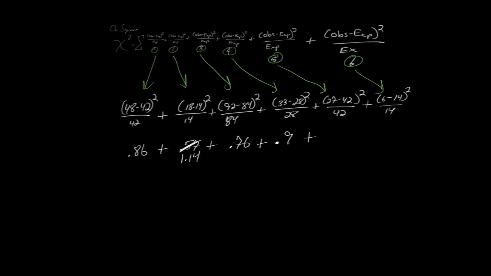The fifth one? 27 minus 42 squared divided by 42. What is it? 5.36. And the last one? 4.57. All right, add these together. What do you get? Our chi-square equals what? Equals what?